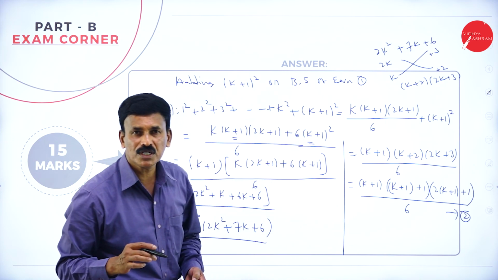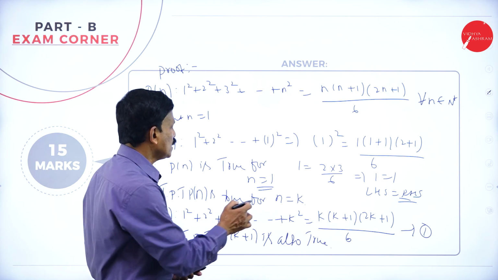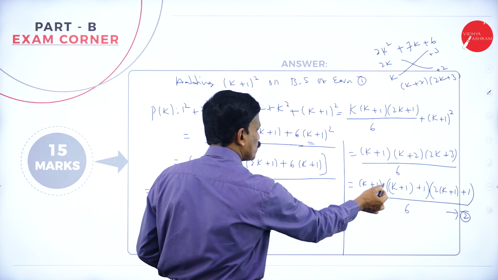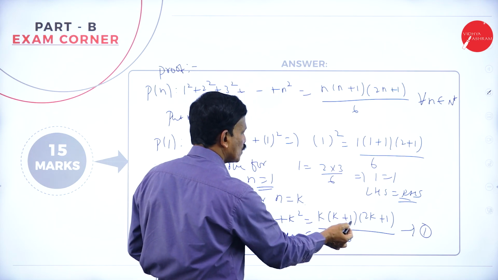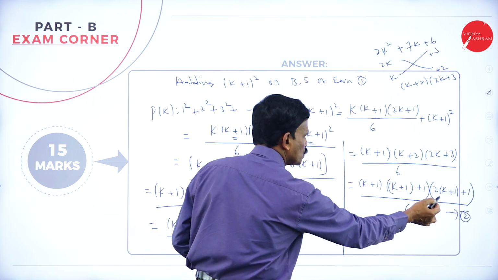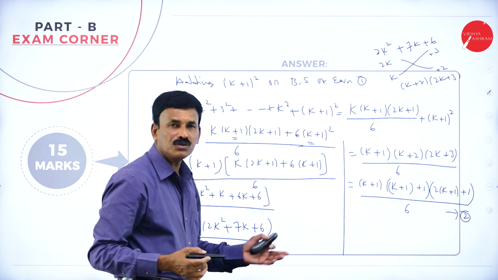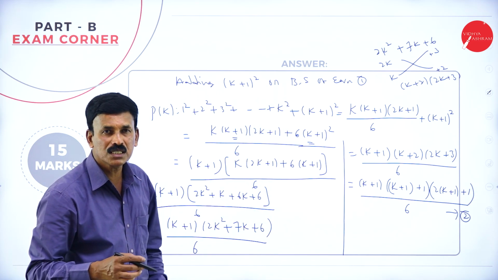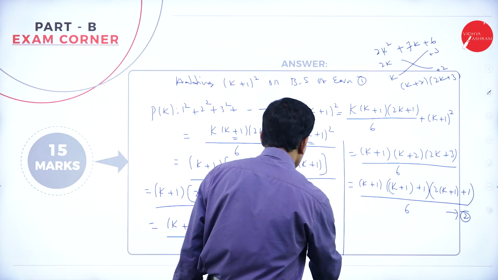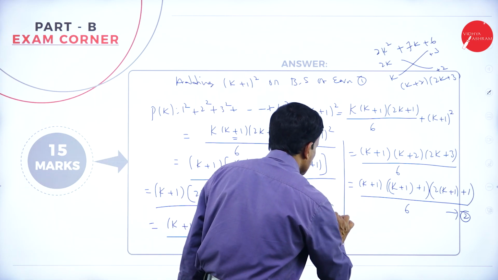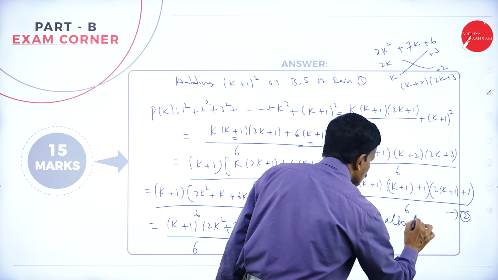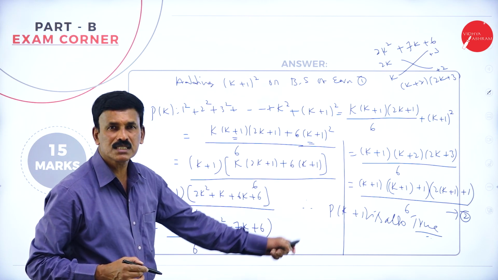Now observe equation 1 and 2 carefully. Wherever there is k in 1, we have k plus 1. Again, k plus 1 can be written as k plus 1 plus 1 and 2k plus 1 can be written as 2 times k plus 1 plus 1. So from equation 1 and 2, we can say that wherever there is k, we have k plus 1 in equation number 2. Therefore, from 1 and 2, we can say that P of k plus 1 is also true.